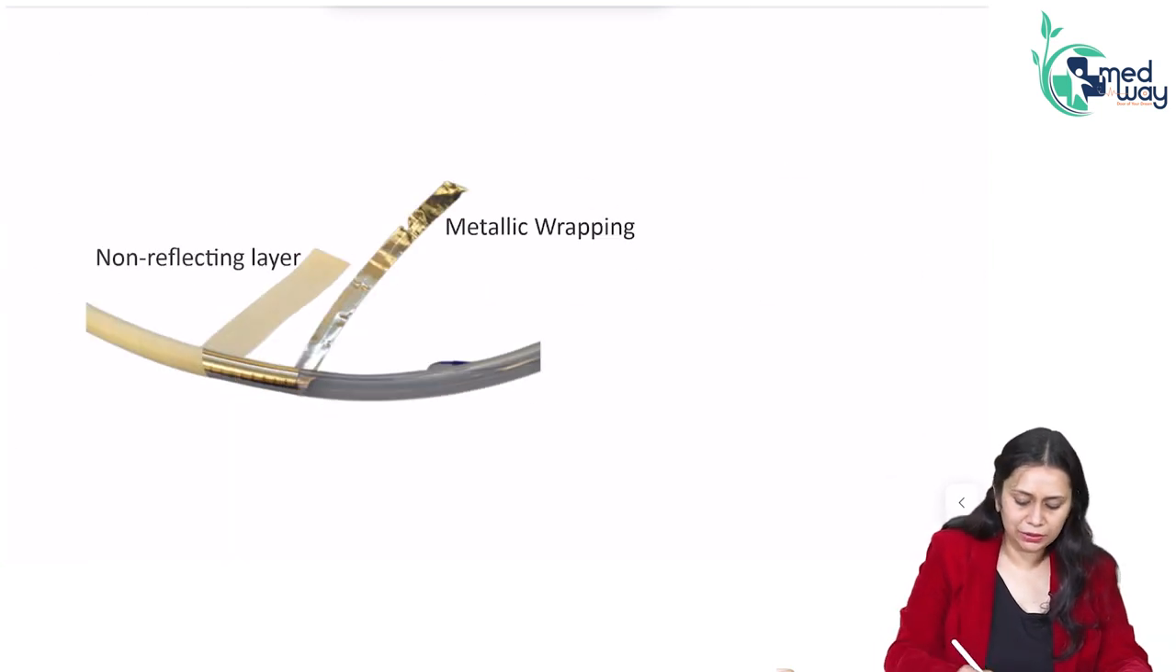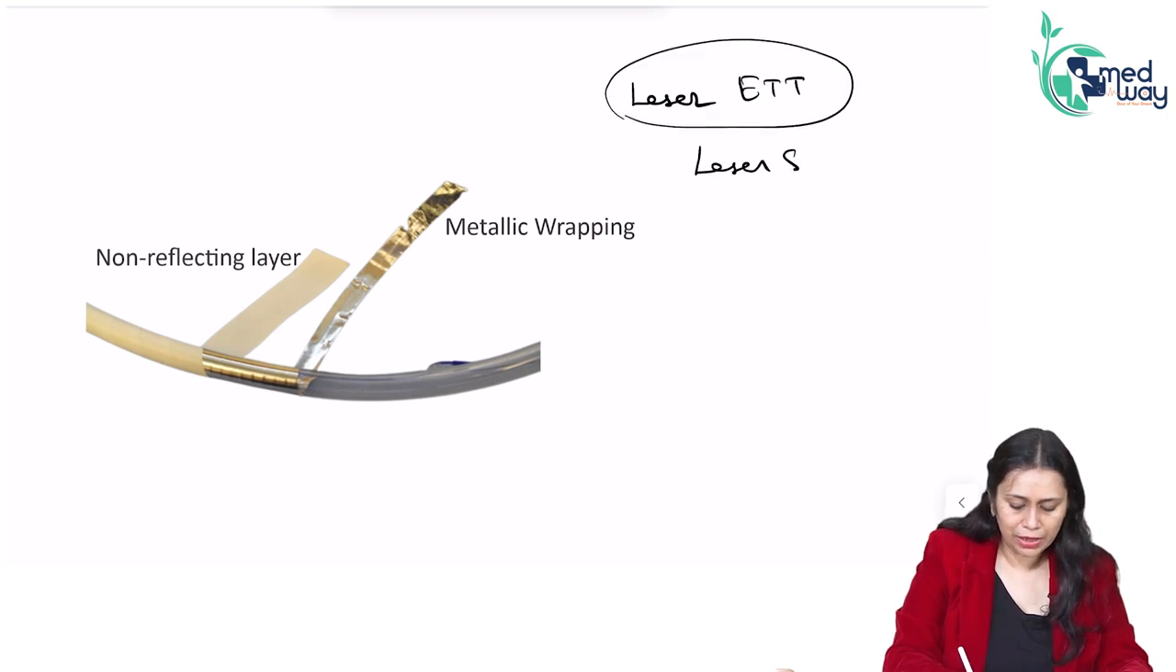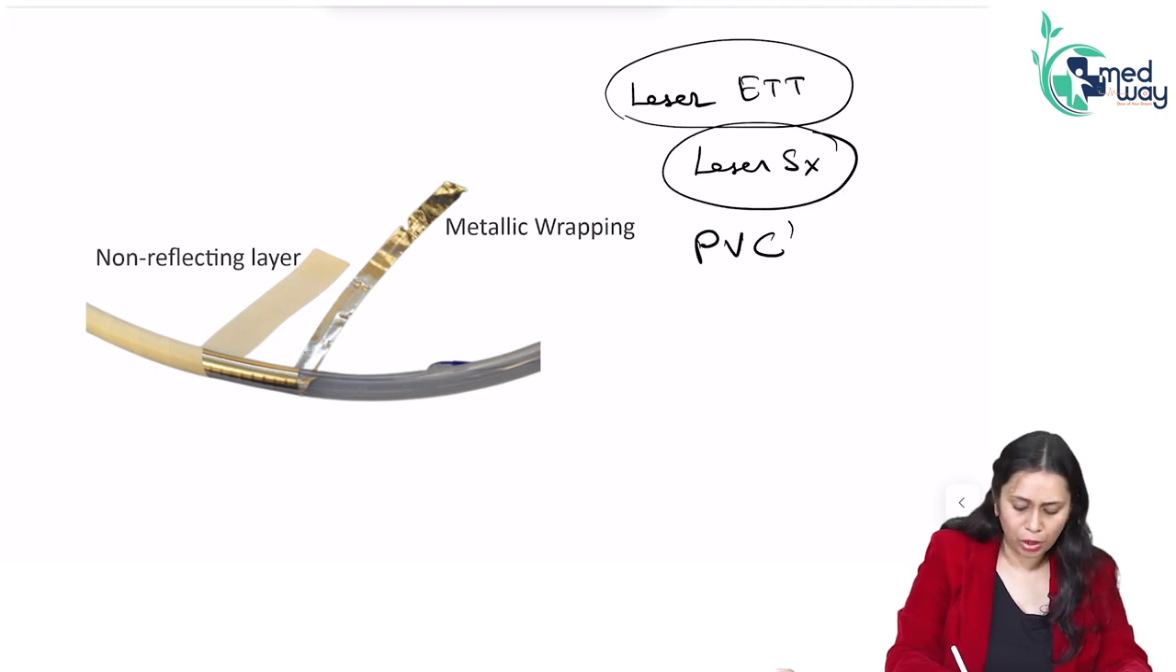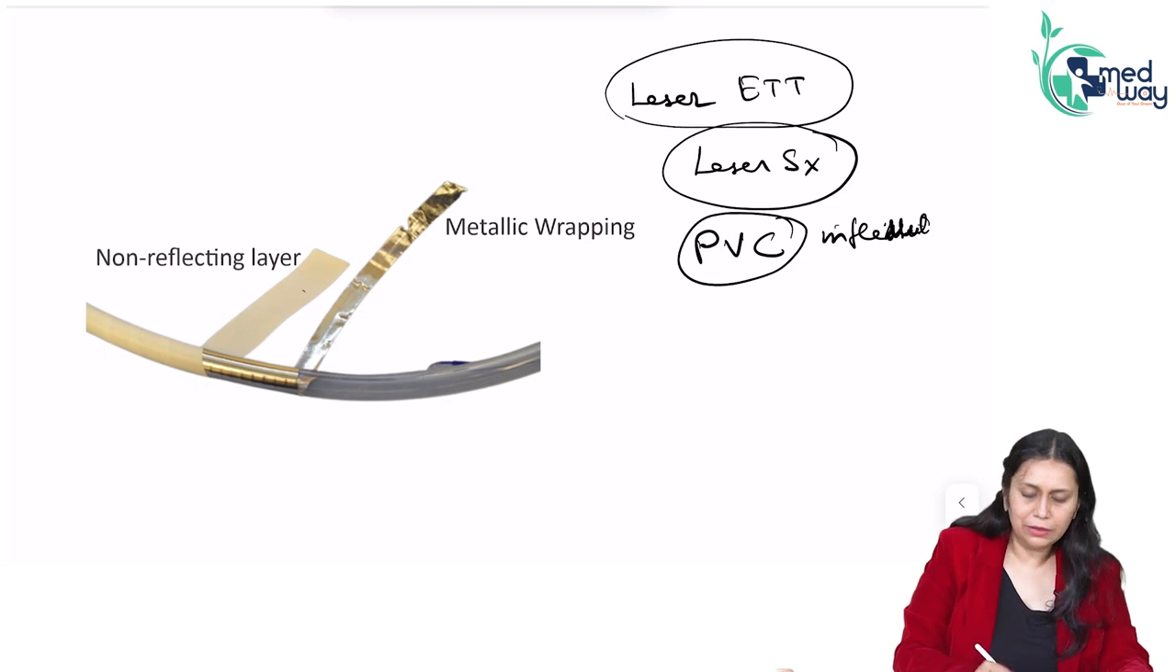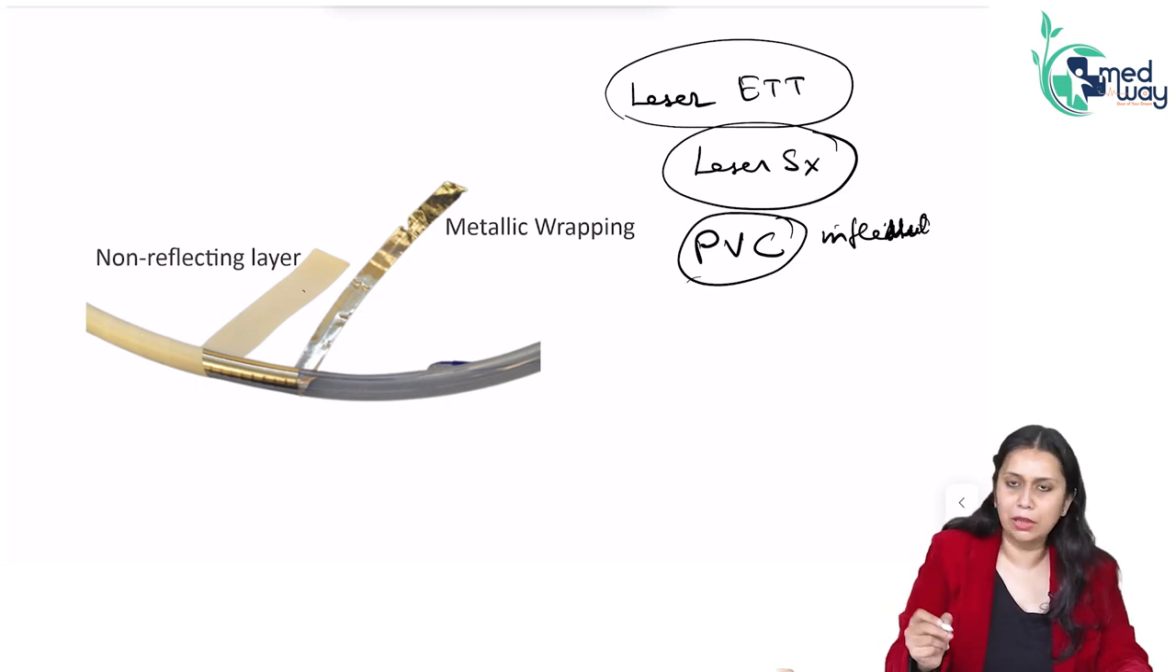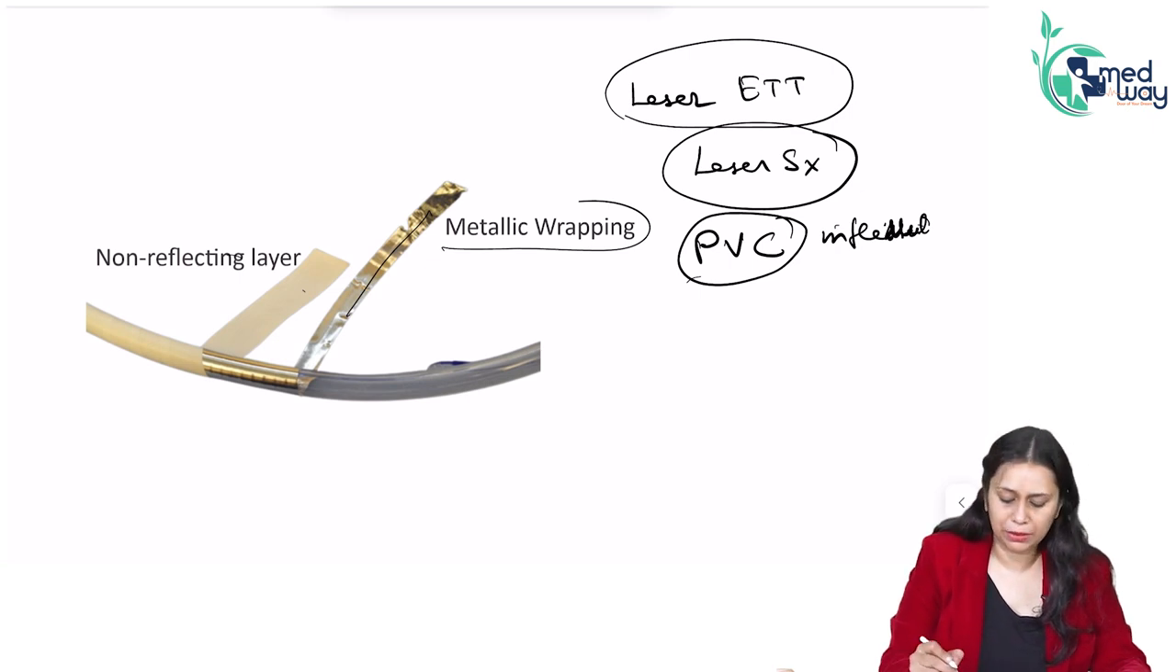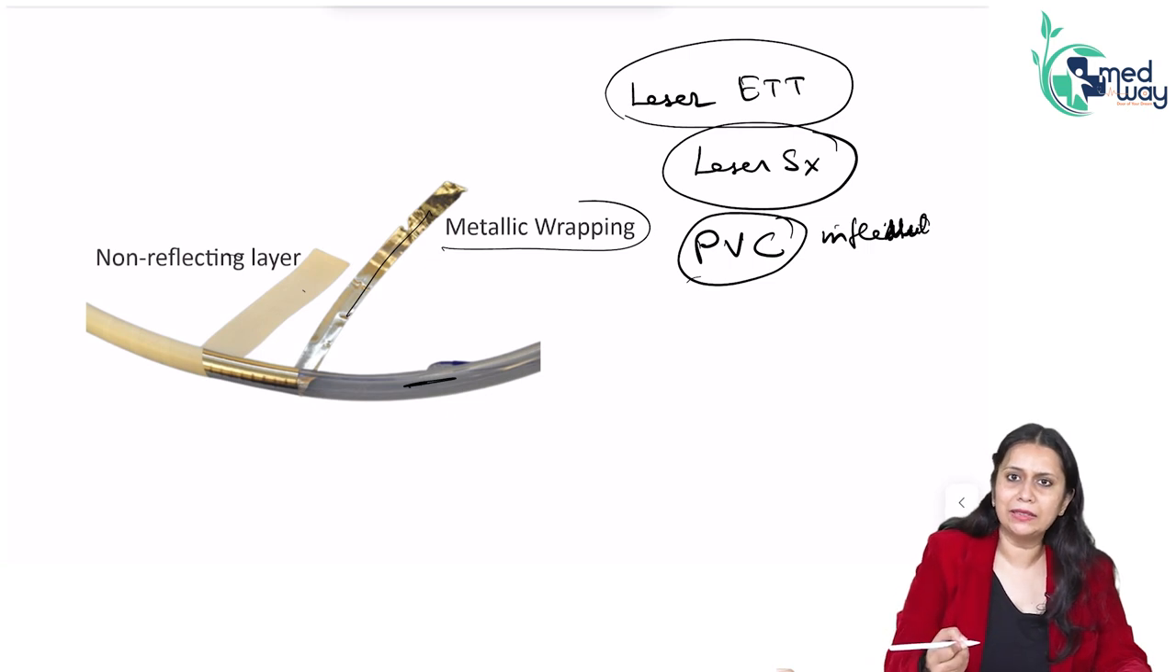The next tube is your laser tube, the laser ET tube. This is used in laser surgery where there is a high risk of fire. The normal tube is made up of polyvinyl chloride. This is highly inflammable. So what is done, a 2-layer wrapping is done on the PVC tube. Inner metallic wrapping and outer non-reflecting wrapping, so that this does not come in contact with the lasers and the fire is inhibited.